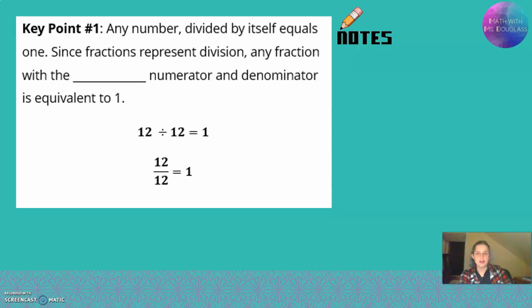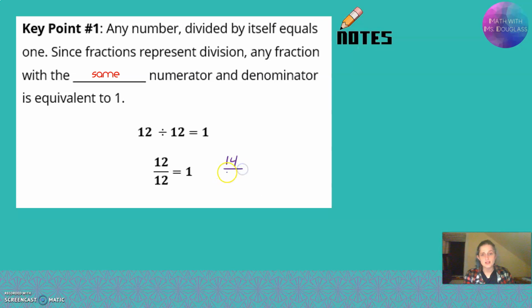Any number divided by itself equals 1. So since fractions represent division, any fraction with the same numerator and denominator is equivalent or equal to 1. For example, we have here 12 divided by 12, shown two ways: with a division symbol and a fraction bar as division. That is the same as 1 whole, because 12 divided by 12 is 1. You can come up with an unlimited way to write these fancy ones.